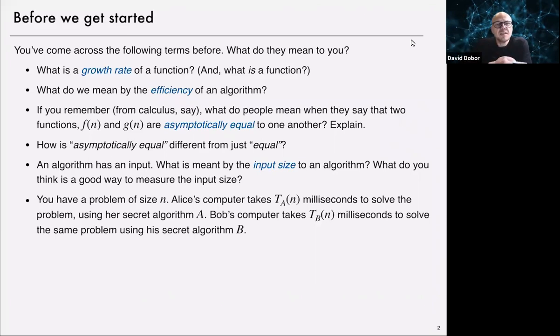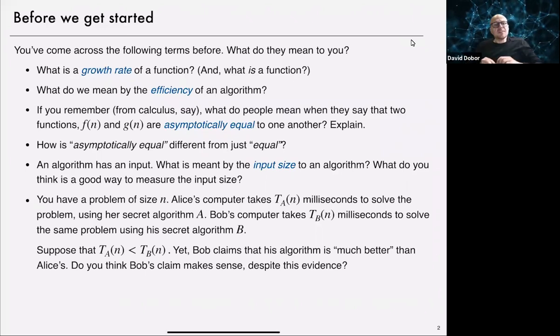Then you have Bob, who takes T sub B of n to solve the same problem. Again, the input size of the problem is n. That T is the time it takes Bob to solve this problem on his machine, measured in, I don't know, years, centuries, nanoseconds, whatever, some time. Now, suppose for a second that Alice's time is much lower than Bob's time to solve the problem. Yet Bob comes back and says, no, my algorithm is much better. I know that Alice's computer solved it much faster, but mine is much better.